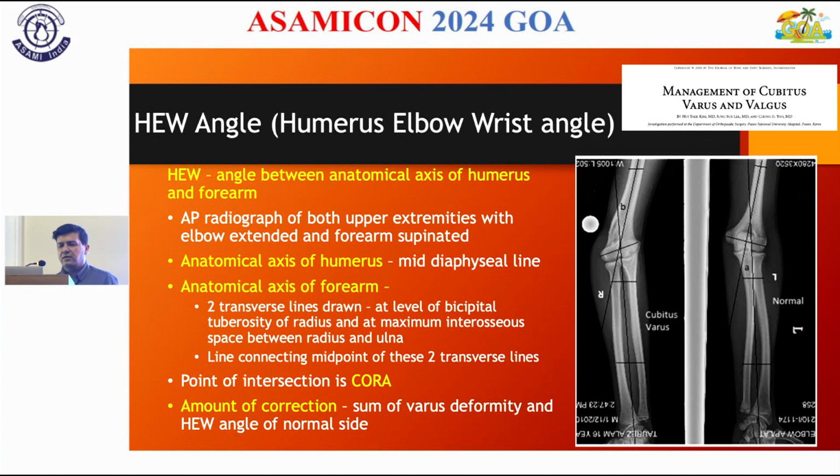You have to take care that the amount of correction needed is the sum of this HEW varus angle plus the valgus angle on the normal side. So suppose a child is having a varus on one side of 5 degrees and a normal valgus of 7 degrees on the other side, the correction will be 12 degrees.